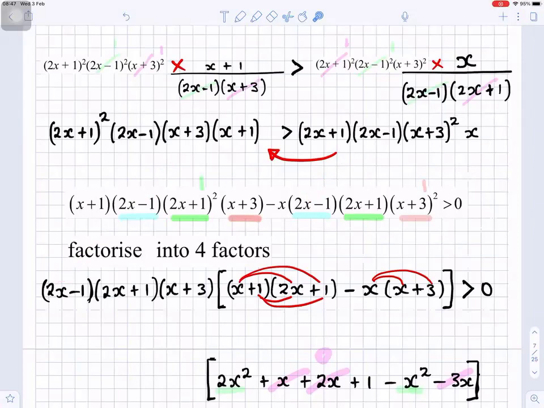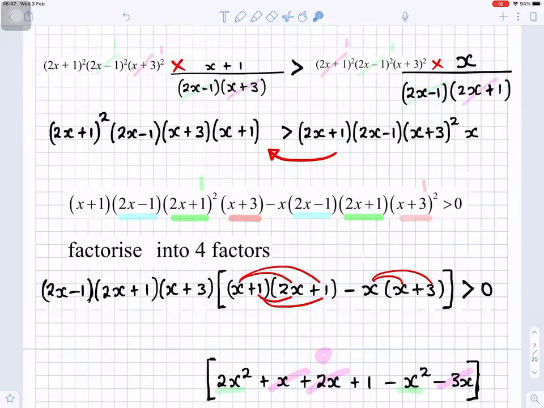Now, there's 2x plus 1, there's 2 of them, and there's 1 of them there. So you will take 2x plus 1 out, and you will leave 1 of them there. x plus 3, there's 2 of them there. x plus 3 will come out of the bracket. You will leave 1 of them there. So what you have taken out is 2x minus 1, 2x plus 1, and x plus 3.